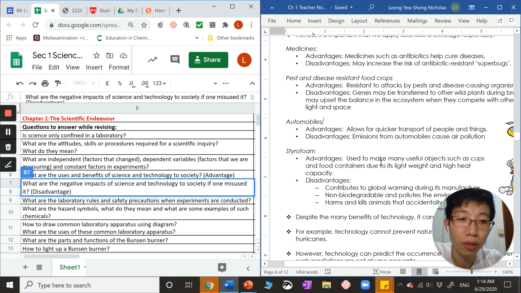Okay, so for styrofoam, everyone knows that it can be used to store cups and food, as it's light and it can contain heat.